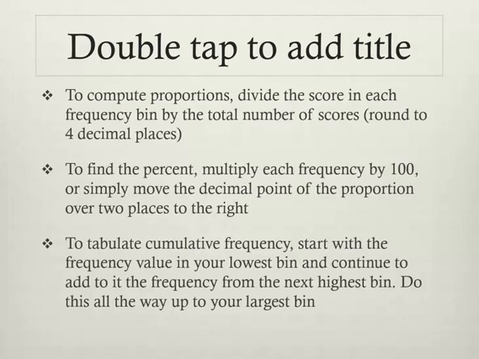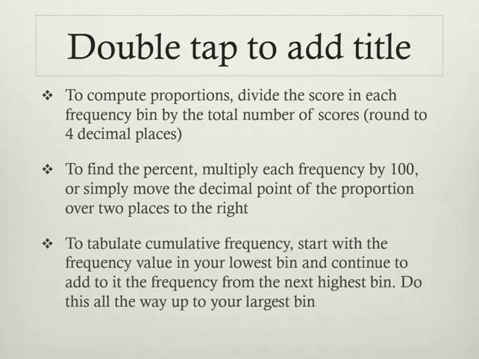So to compute proportions, divide the score in each frequency bin by the total number of scores in the data set, and round that to 4 decimal places. To find the percent, you can just multiply each proportion by 100, or simply move the decimal point over 2 places to the right.